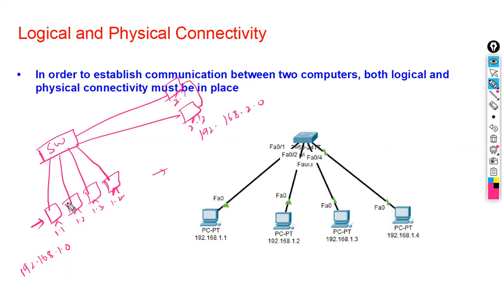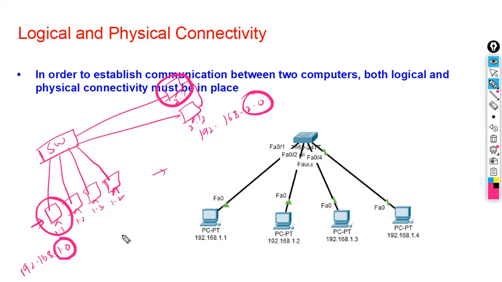Can we make the communication between 2.1 and 1.1? Can they communicate with each other? No, because they have different IPs. In this scenario, they will not communicate, right? It is not fulfilling the second condition. The logical connectivity is not there. So they will not communicate.